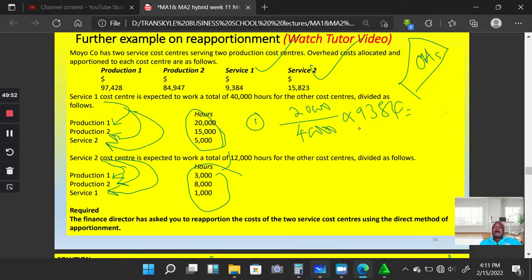If we divide by 40,000, what it means is we are doing the step down method. So we're not going to use the 40,000 there, because for the purpose of reapportionment in the direct method, whatever this service center does for the other service center is not going to be considered.